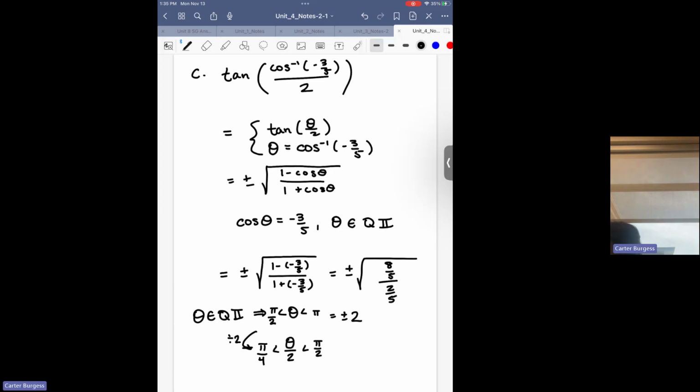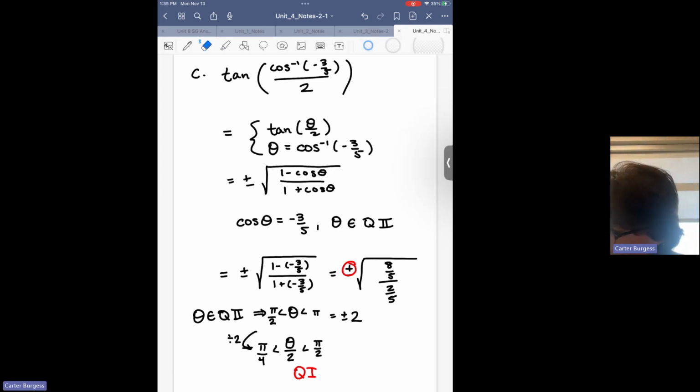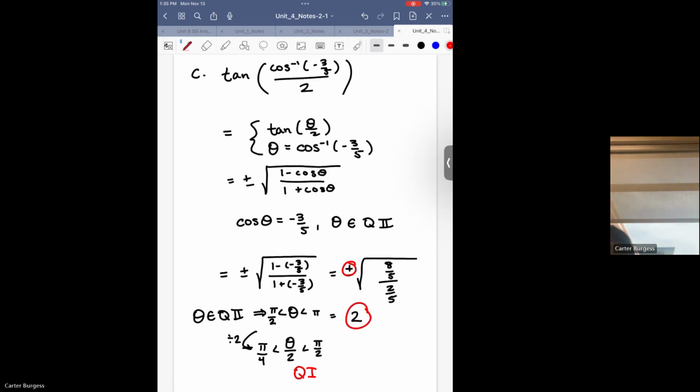Where is this? Where's theta over 2? Between pi over 4 and pi over 2, that's going to be quadrant 1. And what do I know about tangent in quadrant 1? It is positive. And so we are looking at positive 2. Yeah, done.